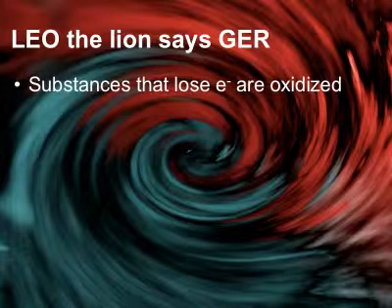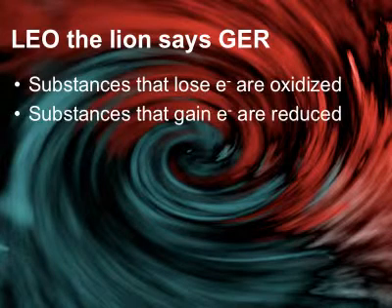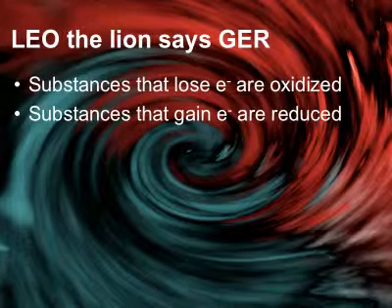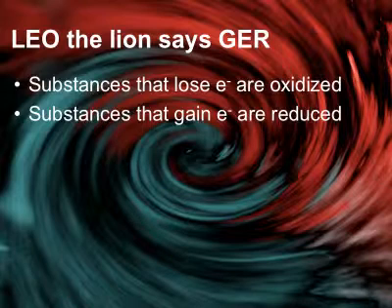Substances that lose electrons are oxidized. Substances that gain electrons are reduced. But now comes the hard part. Just like when we were doing limiting and excess reactants, who was doing the limiting was different from the limiting reactant, and who was doing the excess was different from the excess reactant. So we're going to reverse it a little bit.